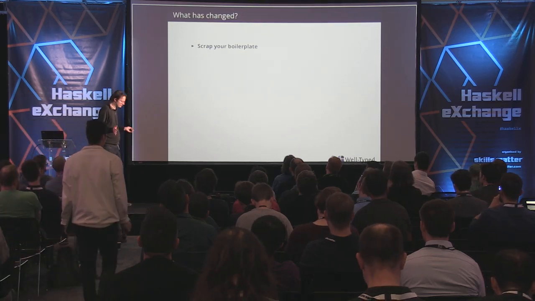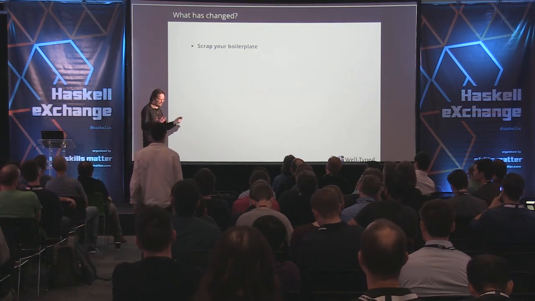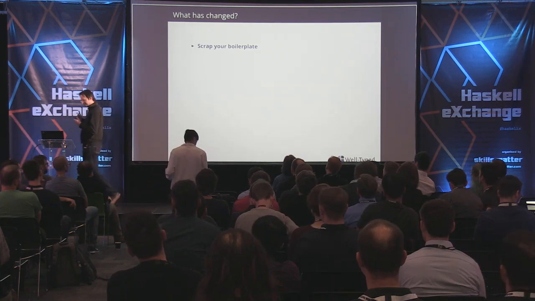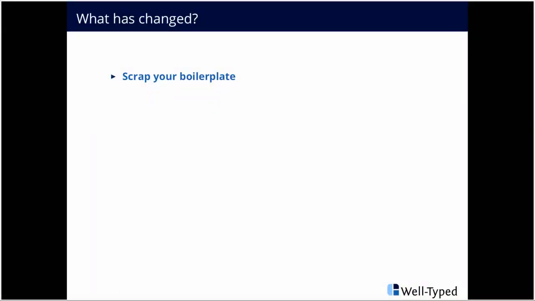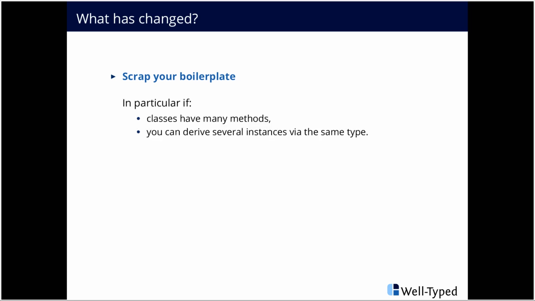So what has changed now? This is sort of the intermediate summary. First of all, we're getting rid of a lot of boilerplate code, right? So we can derive a whole lot more instances simply by writing a deriving via clause rather than writing an explicit instance declaration. This is in particular paying off when classes have many methods, right? In the Semigroup case, it actually has sconcat and stimes or something like that as well.